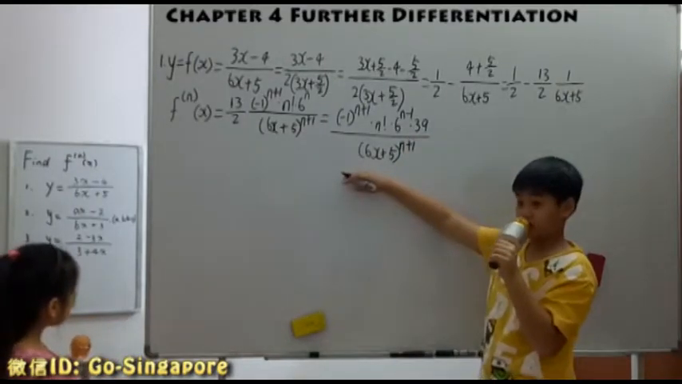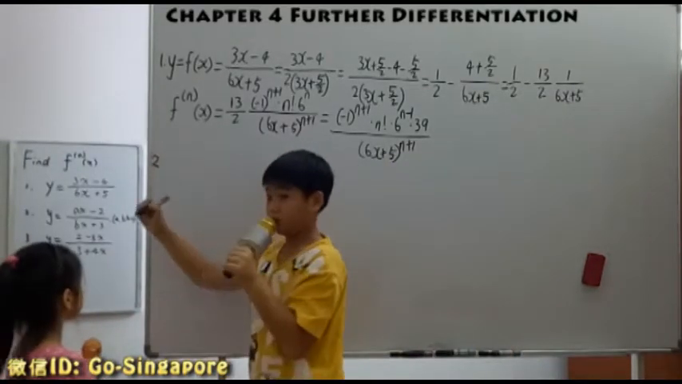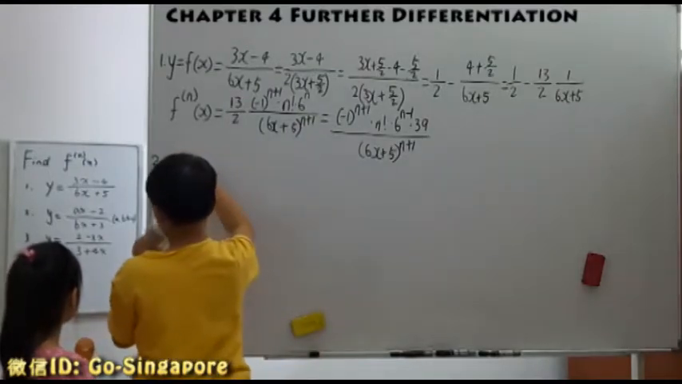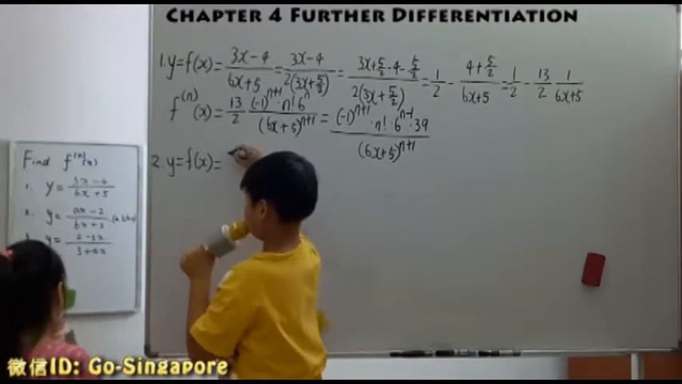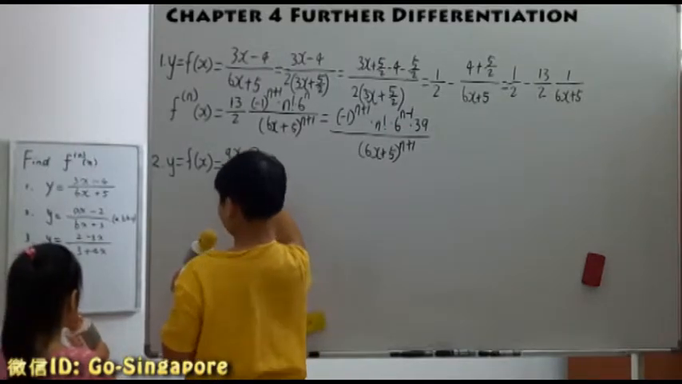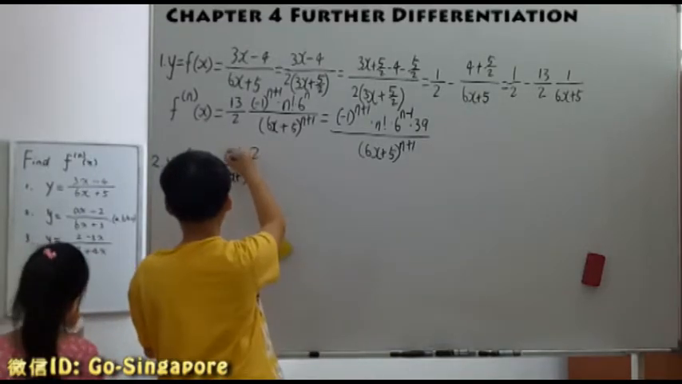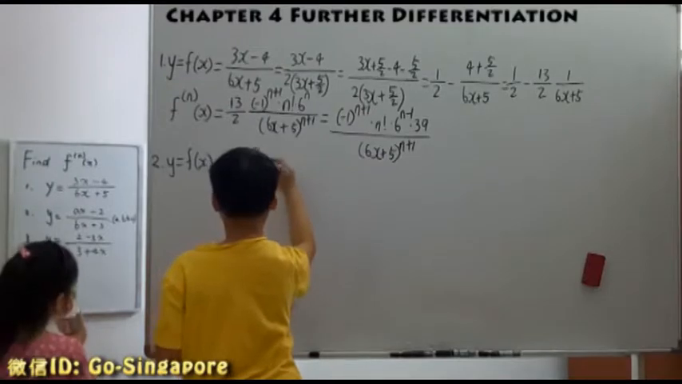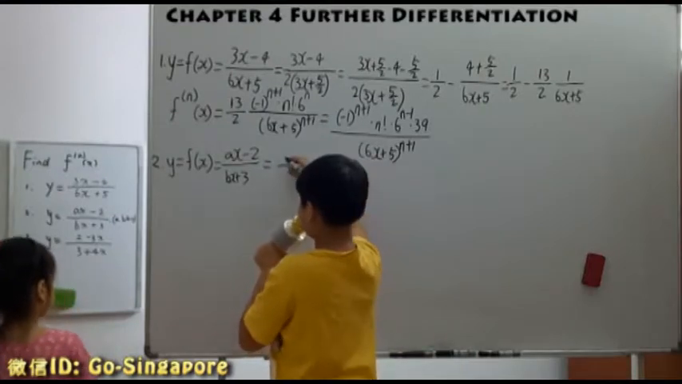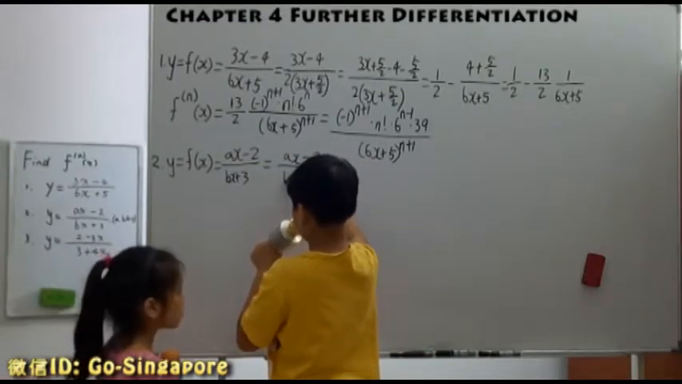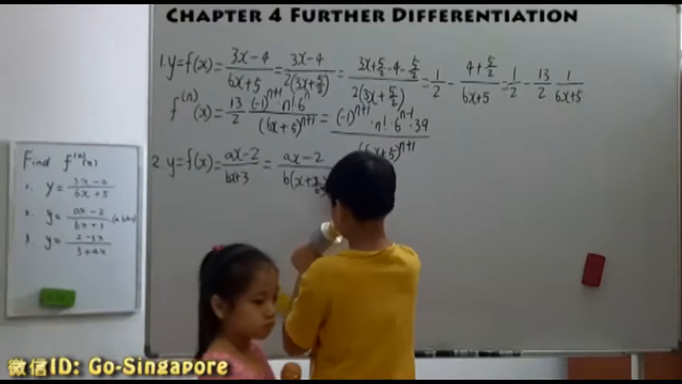So this is for the first question, right? Next is the second question. So this is y, that is, again, this f(x), and here is (ax minus 2) over (bx plus 3), a and b both don't equal 0. If they equal 0, it becomes negative 2 over 3. So for this, here you have the ax minus 2, and here's the b. We're getting x plus 3 over b.